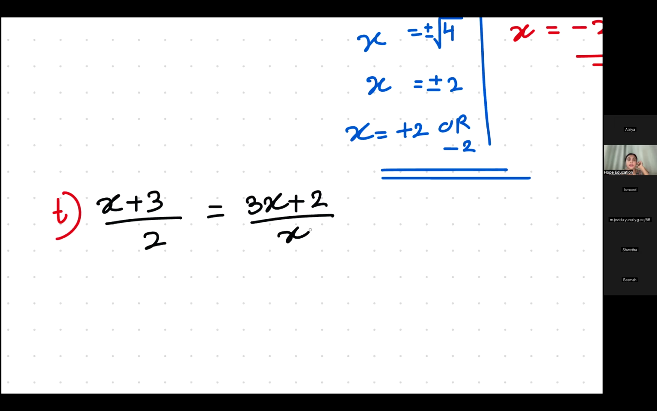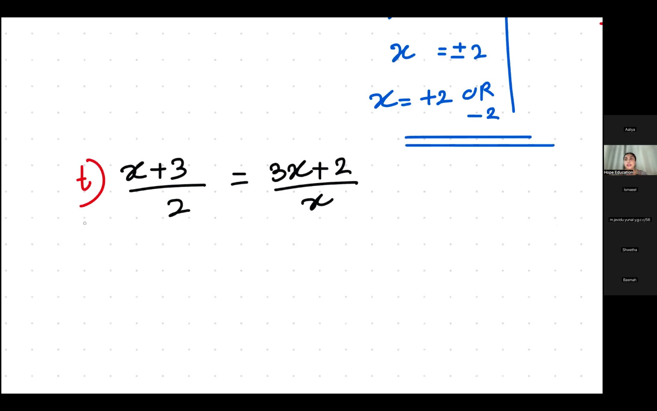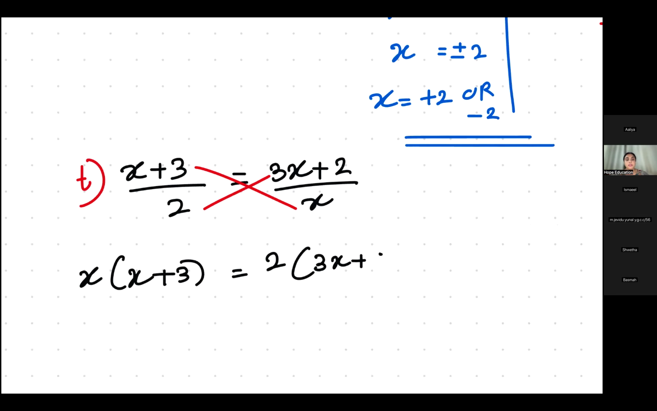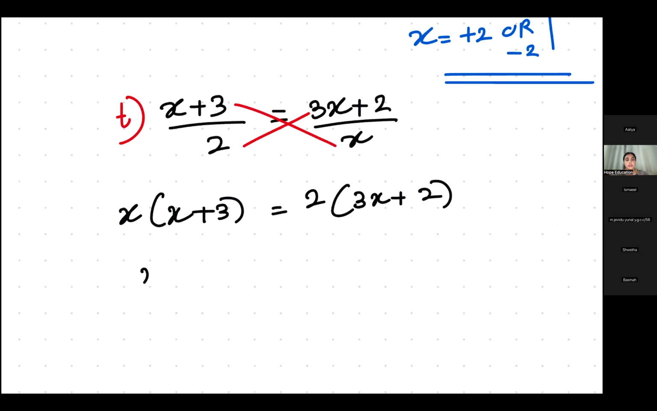All right. Now, when there are two fractions on either side of an equal sign, what we do is cross multiplication. That means you multiply this with that, and this with that. Right? So let's try to do that. Here x multiplied by x plus 3, 2 multiplied by 3x plus 2. Okay. So x times x is x squared, x times 3 is 3x. Equals 2 times 3x is 6x, 2 times 2 is 4.